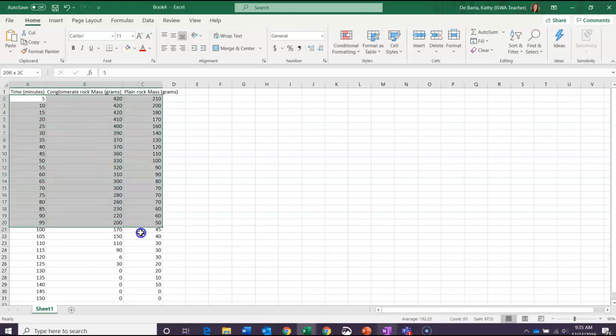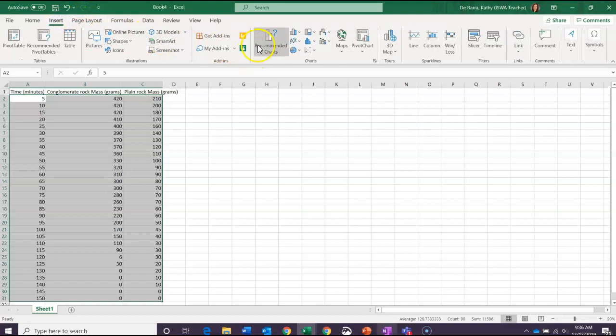You just need to highlight this information. Make sure that you have it set up in this way so that time is your first column, conglomerate rock is your next, and plain rock follows that. You can switch them up, but it might add an extra step in here.